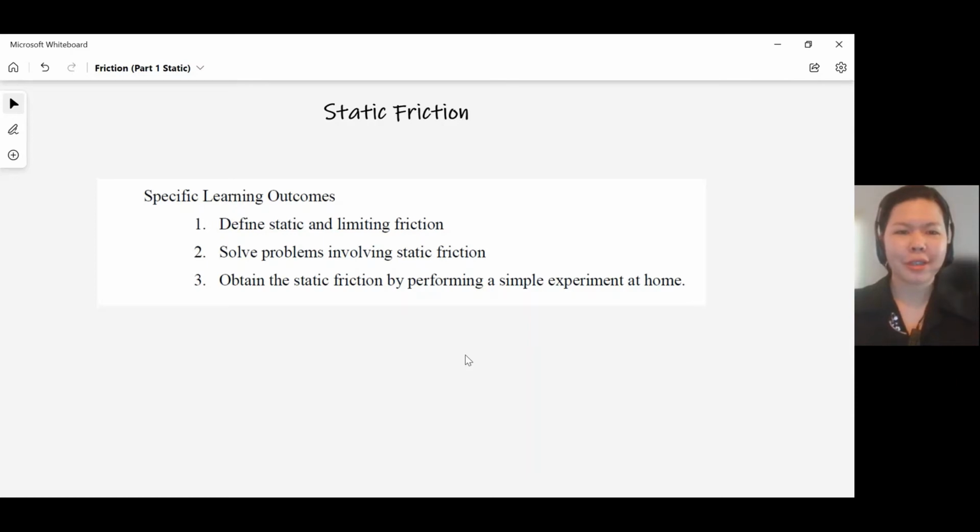Static friction. Specific learning outcomes. Number 1, define static and limiting friction. Number 2, solve problems involving static friction. And number 3, obtain the coefficient of static friction mu by performing a simple experiment at home.